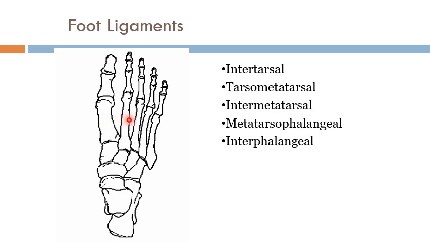Then you have the intermetatarsal. Then you have the metatarsal phalangeal. And then you have the interphalangeal. So here are your metatarsal bones right here. We mentioned this in the previous slide. So make sure that you're able to differentiate between the metatarsal phalangeal and the interphalangeal, and make sure that you can label and identify, specifically naming, the different joints up at the toes. That's important to be able to do.